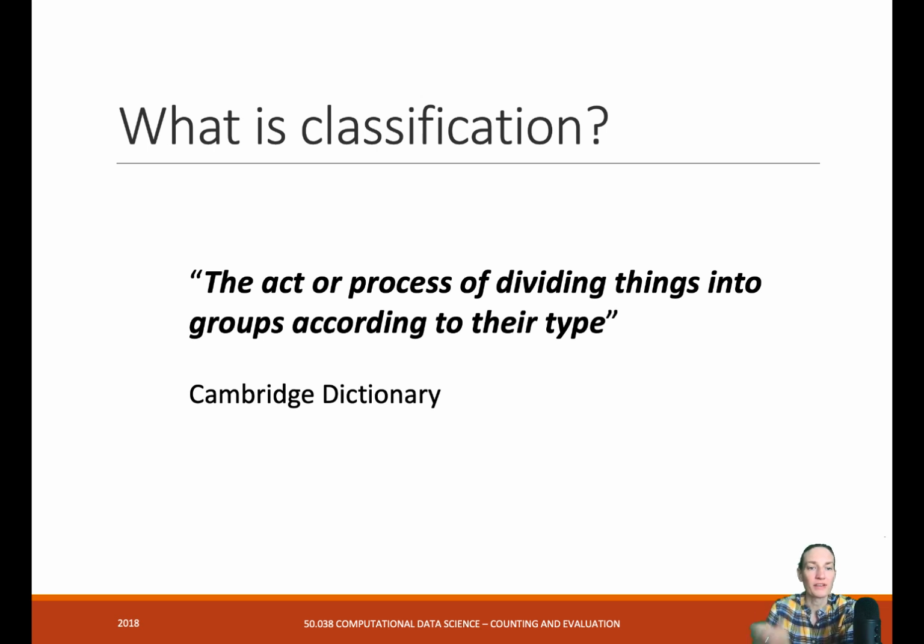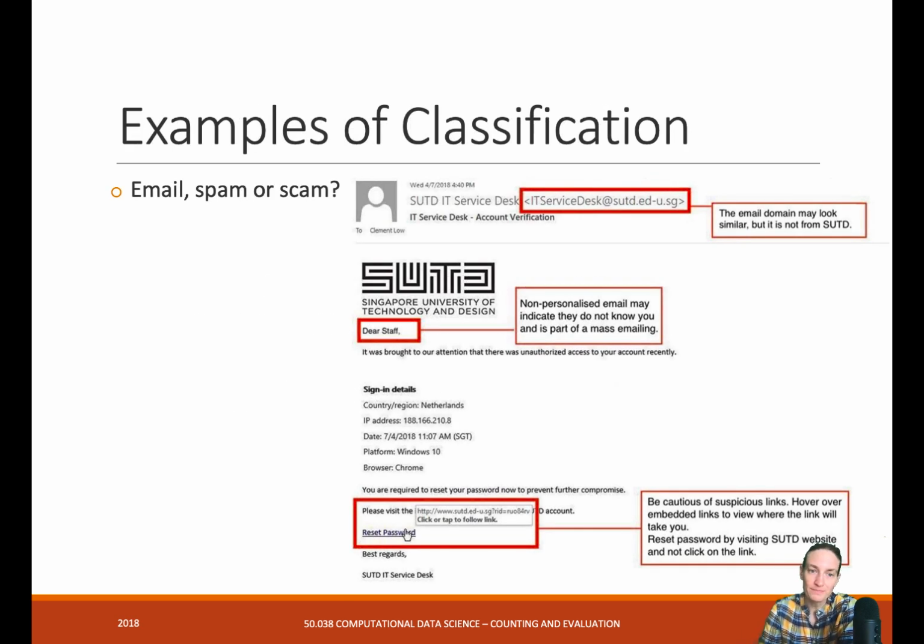So what is classification? I always start by taking a dictionary, and classification there is listed as the act or process of dividing things into groups according to their type. Simple enough, right? So let's have a look at an example. This is one of the very early applications of classification back in the 90s. Is an email spam or not?